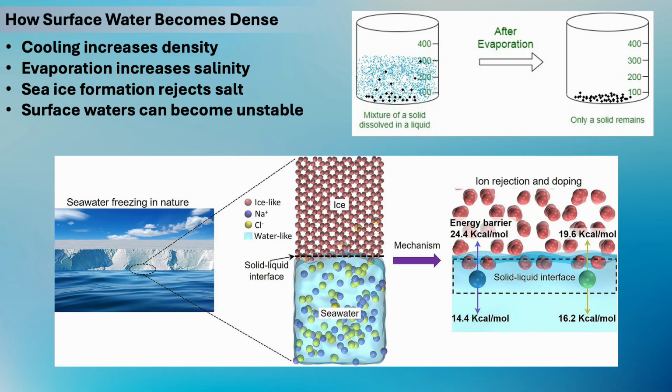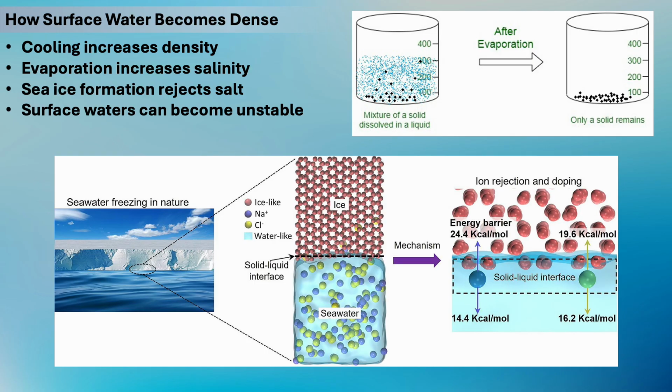Now that we understand that density differences drive deep motion, we must ask a mechanistic question. How does surface water actually become dense enough to sink? Surface water does not randomly increase in density. It requires specific environmental processes. There are three main processes that drive this.